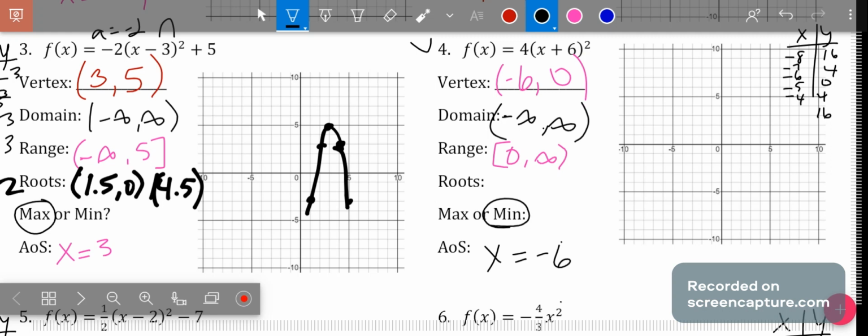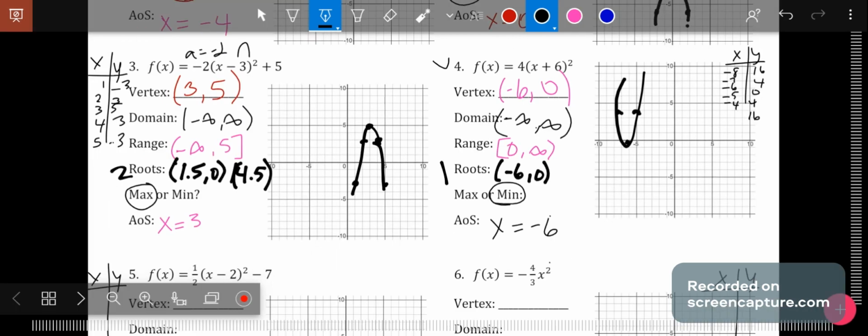As I get ready to graph these, -6, 0. -5, 4. And then I won't be able to graph -4, 16. It'll be off my graph. So I come over to -7, go to 4. So I can tell that this will be what my quadratic looks like. My vertex in this case is sitting on the x-axis. So this will have one root, and that root will be the vertex.